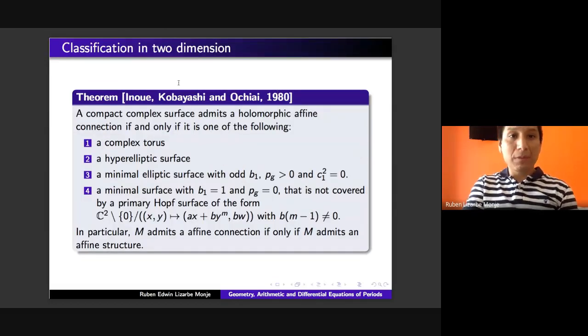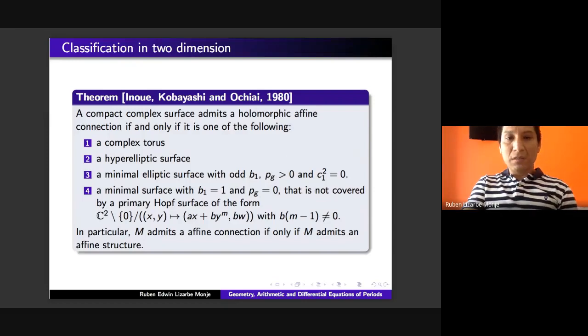The classification in dimension 2. The theorem of Inoue, Kobayashi, and Ochiai in 1980 proves that a complex surface admits a holomorphic affine connection if and only if it is one of four possibilities: a complex torus, a hyperelliptic surface, a minimal elliptic surface with first Betti number odd, the first Chern class squared equal to 0, or a minimal surface not covered by a primary Kodaira surface. In all cases, M admits an affine connection if and only if M admits an affine structure. This is an equivalence in dimension 2.